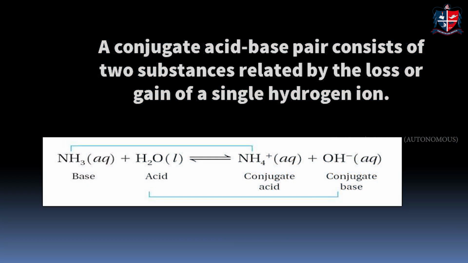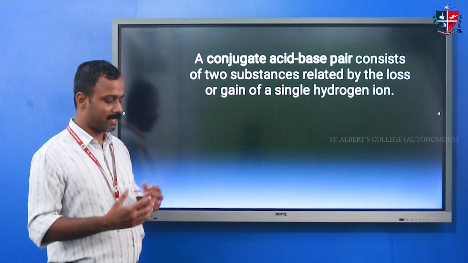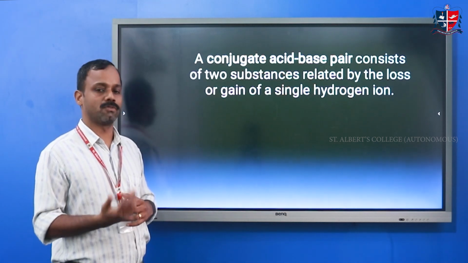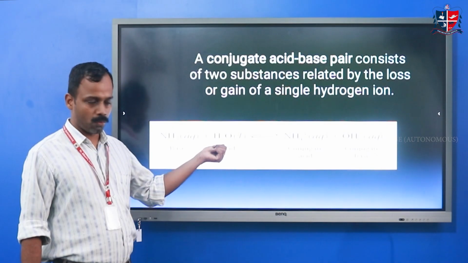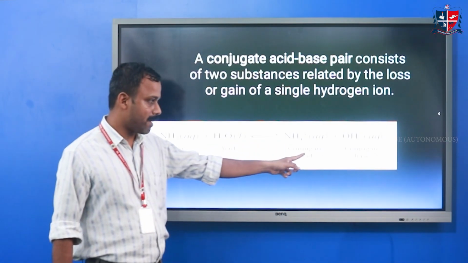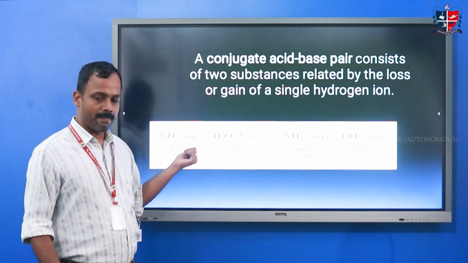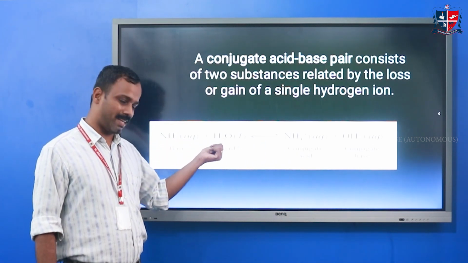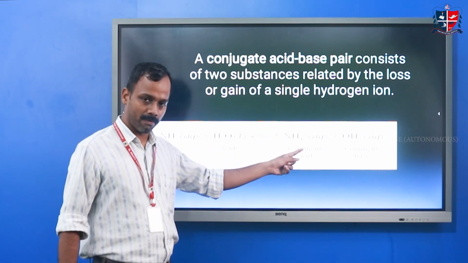Now discuss the conjugate acid-base pair. Now what is a conjugate acid and what is a conjugate base? Now here look into the example. Ammonia reacts with water, we get ammonium ion and OH minus ion. And here ammonia accepts the H plus ion given by the water molecule and becomes ammonium ion.